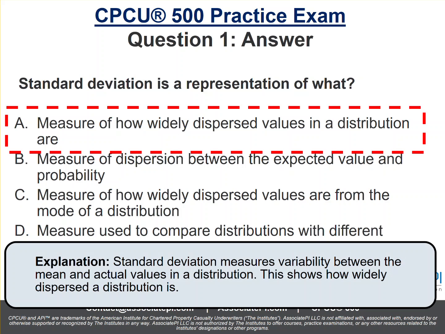The answer here is A, and the explanation is, standard deviation is a measure of how widely dispersed values in a distribution are. So standard deviation is pretty important on the CPCU 500 exam, so make sure you know the definition and know how to answer questions such as this one. And here's an explanation below if you need help with this question.